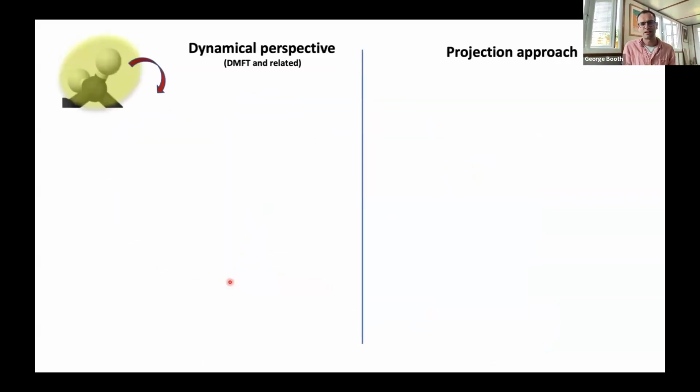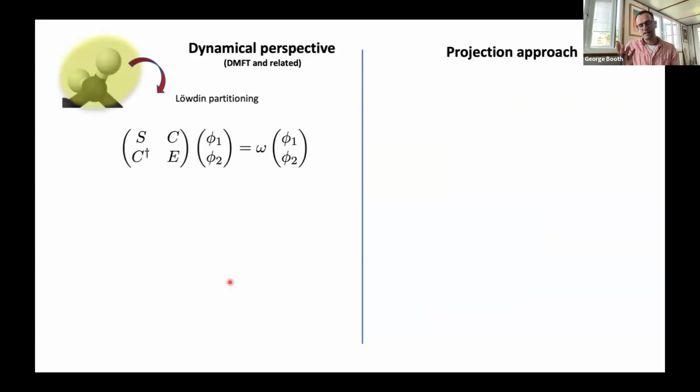And just to lay the scene, I want to compare and contrast two different approaches to this idea of quantum embedding. The first is probably much more familiar to many in the audience, which is the dynamical perspective. That gives rise to methods like dynamical mean field theory and many related approaches. The idea there is based on Löwdin partitioning. So we can think about starting from just a simple one-body picture, and we take our Hamiltonian and split it up into a system block and an environment block. And similarly, we can split up the eigenvectors in this way.